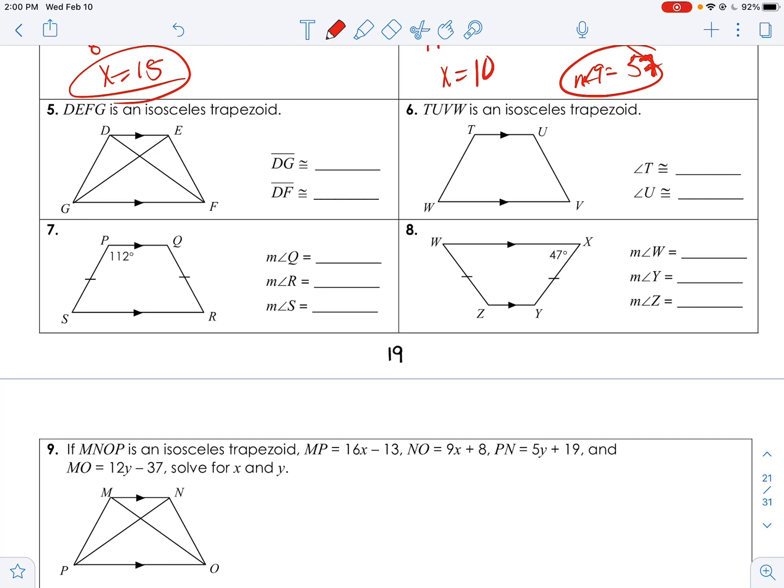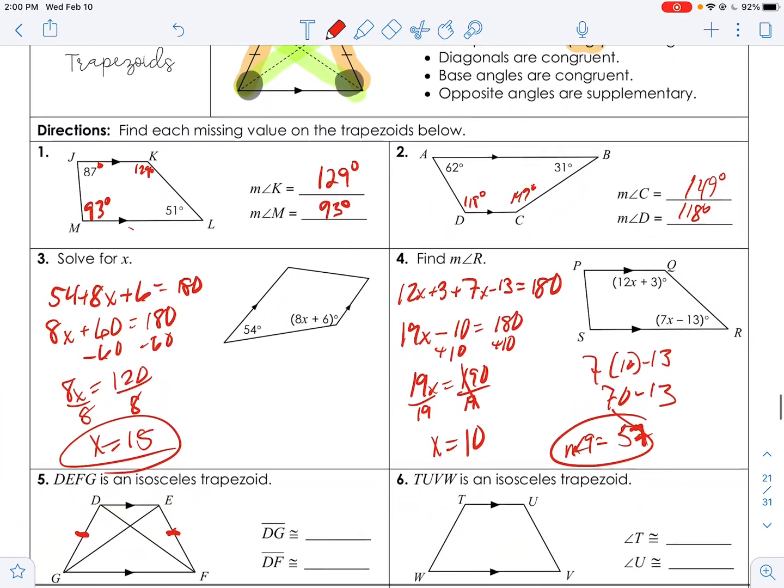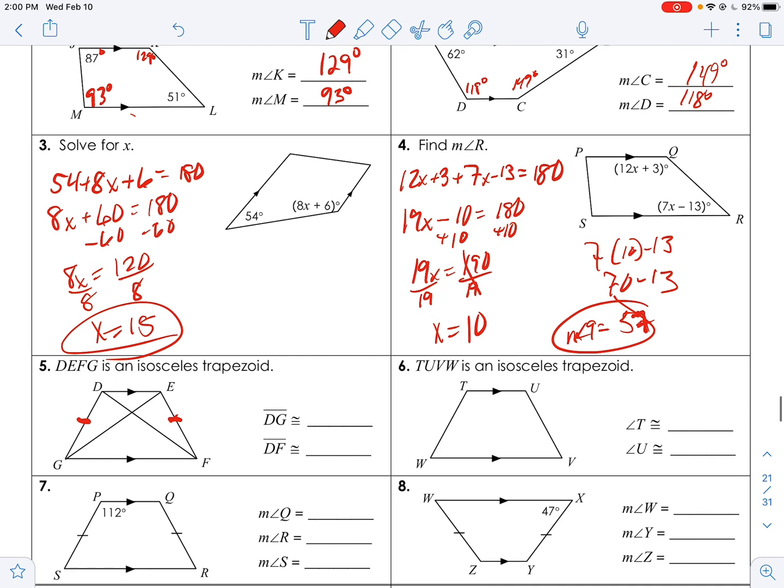Number 5's pretty easy. At least it should be. Easy, easy, lemon squeezy. DEFG is an isosceles trapezoid, so I already know that this is the same as that. Okay. So, what are the rules?